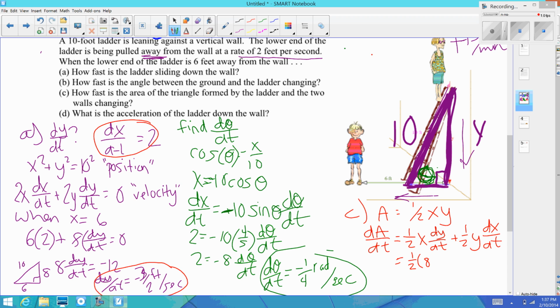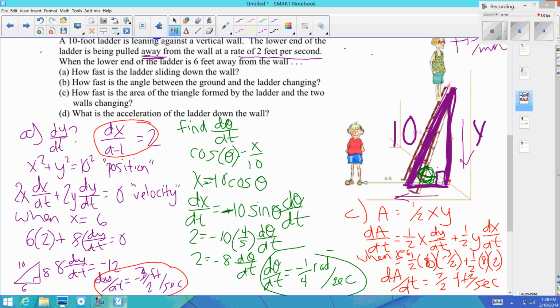X, I think this is a specific moment when x equals, what's our snapshot moment? When x equals 6. Okay, dy dt, 1/2 times y, which is 8, times dx dt, which is 2. So dA dt, simplifying all of that, if you can read it at all, I believe it should be 7/2 feet per second. So the area is increasing at that point. The area is increasing by a rate of 7/2 square feet per second.